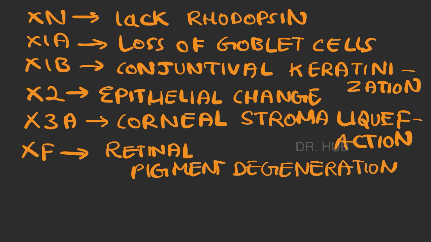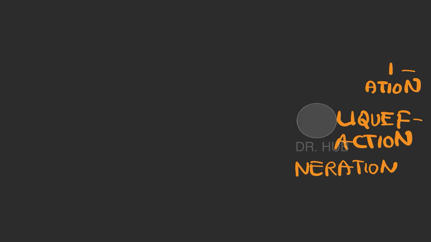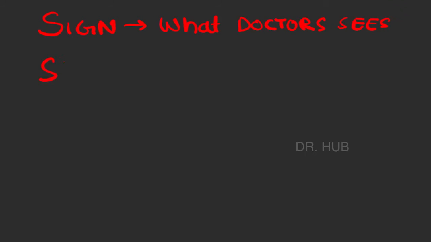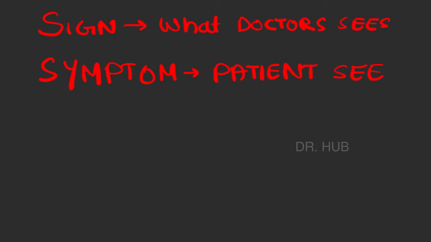Now moving further, let's just recap. We just discussed XN, X1A, X1B, X2, X3A and XF. Now moving ahead, we are looking at signs and symptoms. Not to be confused, a sign is what the doctor sees and elicits, whereas a symptom is what the patient complains of. This is the basic.